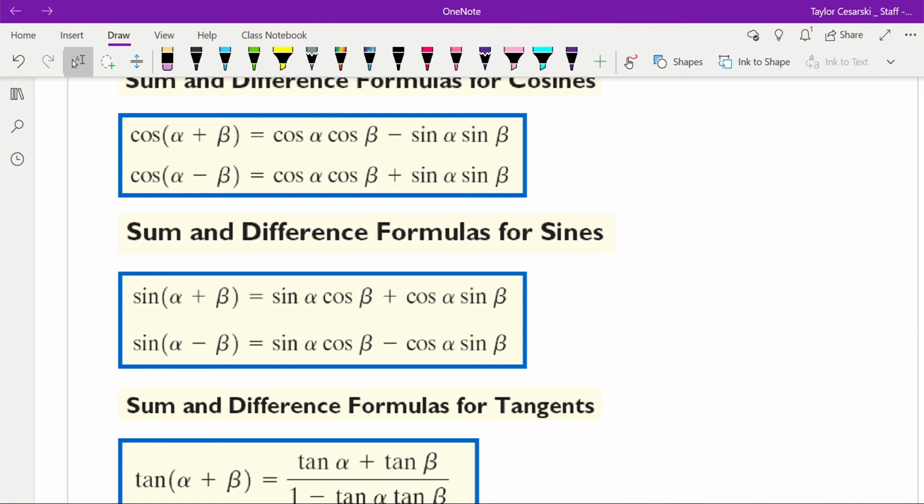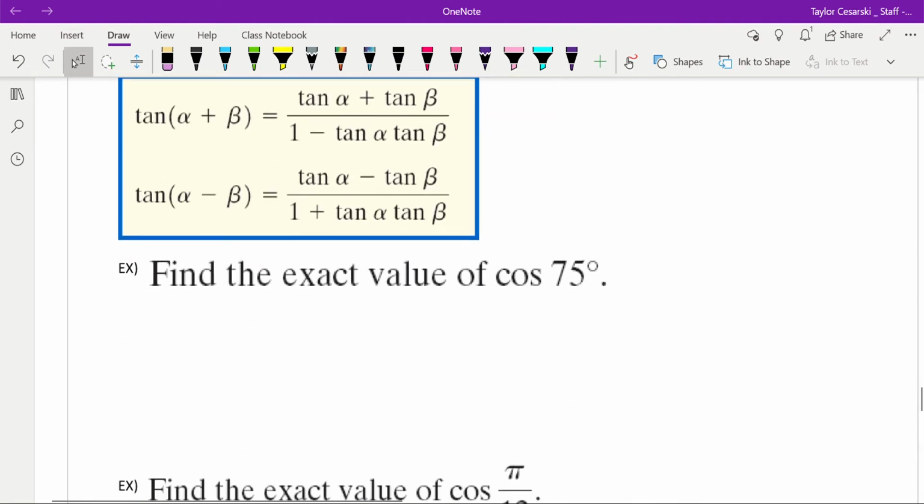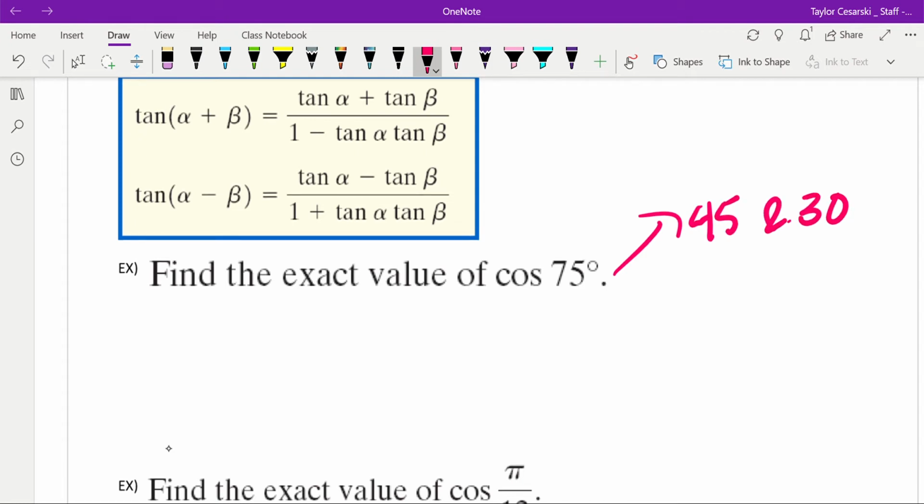So these formulas are pretty long and pretty complicated. So obviously you're not going to have to memorize them, but you should know how to apply them, okay? So find the exact value of cosine of 75. So we have to be able to break this down into either two angles that we can add that we know how to find, or two angles that we can subtract that we know how to find. So I'm going to break 75 down into 45 and 30. Okay, and obviously I'm adding those two numbers. So cosine of 45 plus 30.